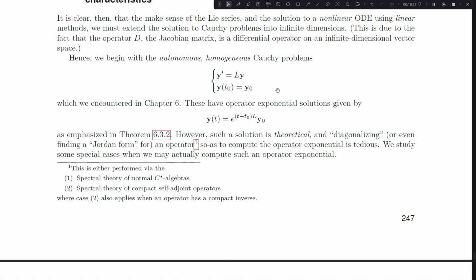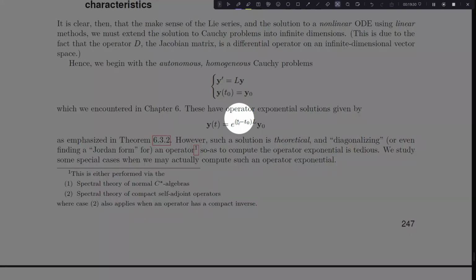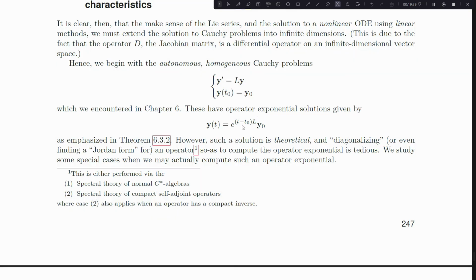Okay, so the first thing I'm going to talk about is what it would actually mean to try to go for a closed form solution. When L was a matrix, we had a very nice closed form expression for this matrix exponential. But now if we're jumping into our infinite dimensional Cauchy problems, then we no longer have a matrix exponential. We would need some sort of operator exponential, which we'd have to get by somehow diagonalizing an operator, or maybe finding a Jordan form for an operator. And these are not easy things to do.